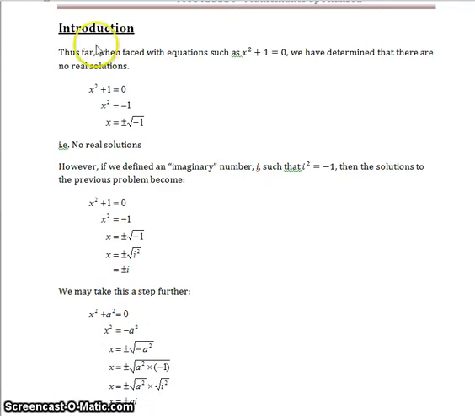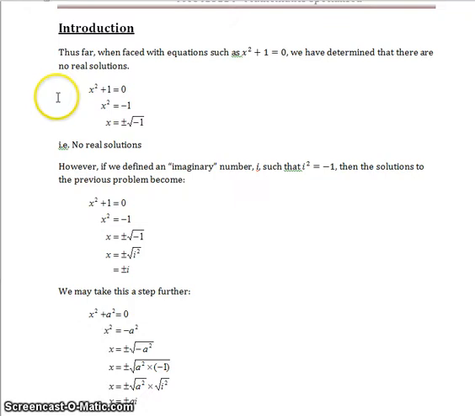So far, when we've been faced with equations such as x squared plus 1 equals 0, we've determined that there are no real solutions. How do we come to that conclusion? Well, let's have a look at the equation itself. If we were to solve that, we'd get our x squared by itself and then work our way to x. To do that, we'd subtract 1 from both sides, and so we end up with x squared equals negative 1.